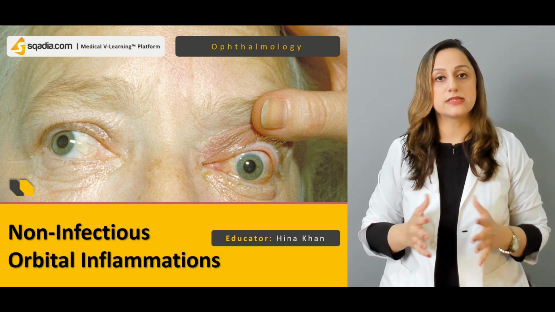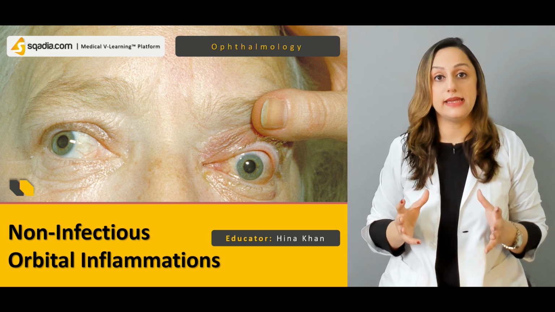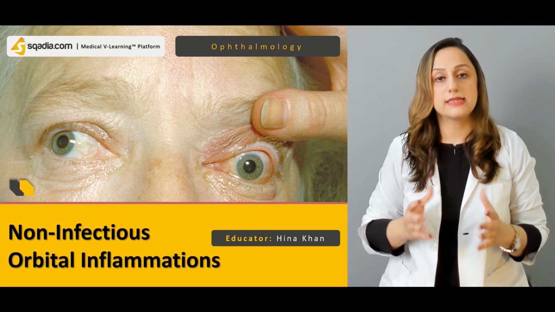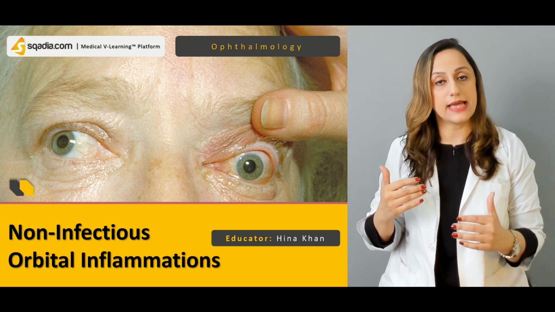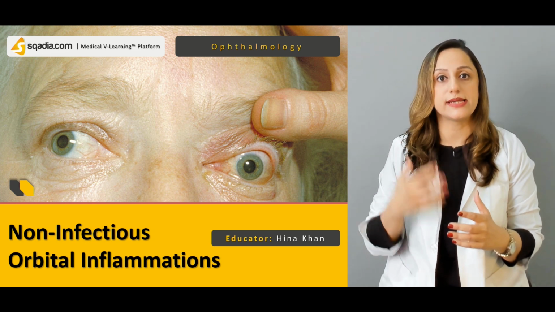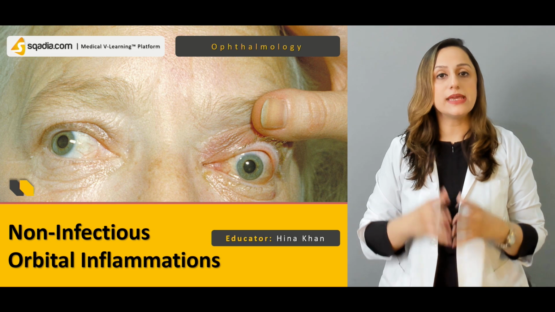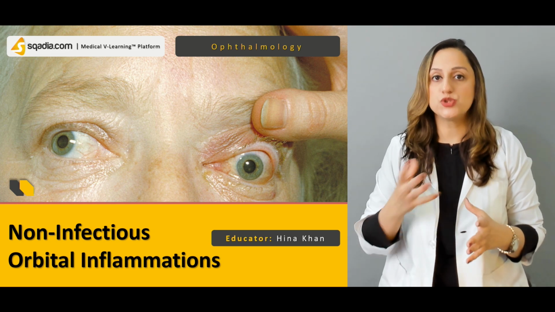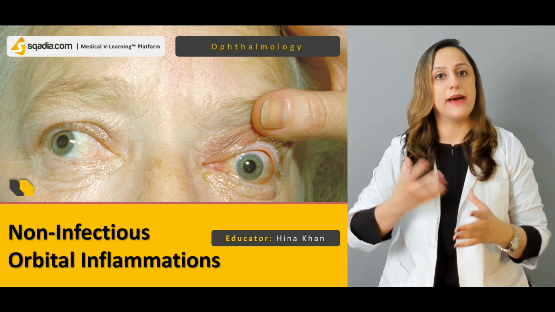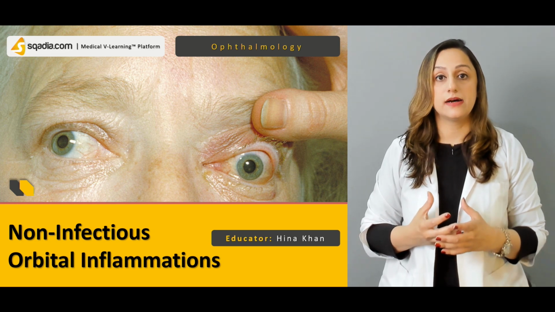The orbital cavity, as we all know, is basically a conical cavity. Its apex is directed backwards, and we have the base, which is located anteriorly. So inflammations usually start off at the back of the cavity, or at the apex of the cavity.